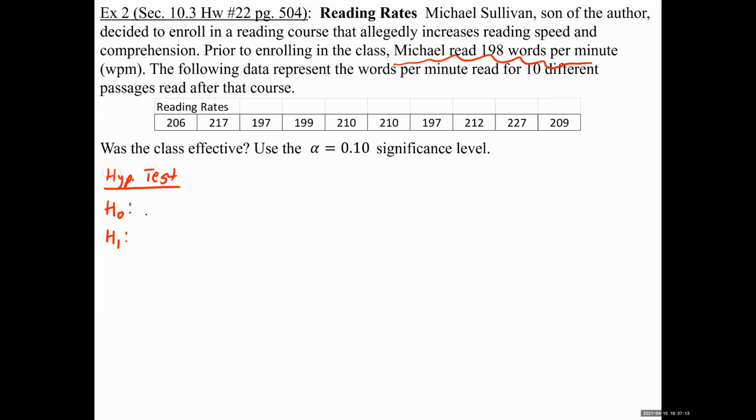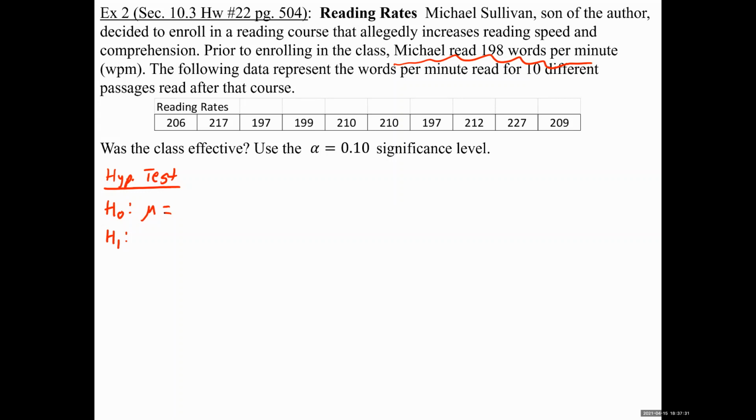So for the king's claim, we're going to write mu, and then we're going to put an equal sign because the king's claim always has an equal sign. Now we've got to figure out what number to put next to the mu. All right, so I think it's pretty clear it's the 198. That's the only number in the problem.